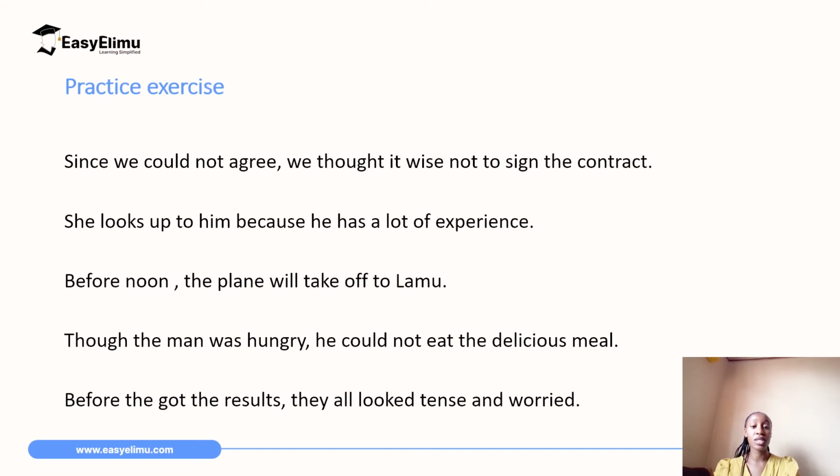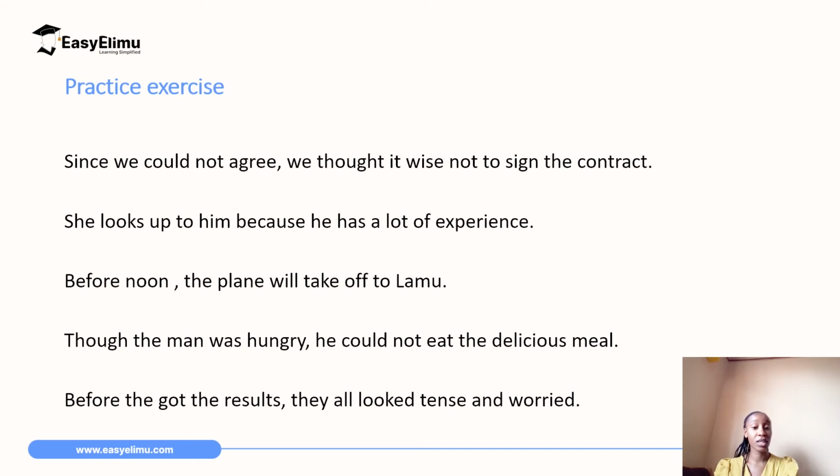She looks up to him because he has a lot of experience. So the first thing to do is to identify the subordinating conjunction because. So because introduces the subordinate clause. So because he has a lot of experience is the subordinate clause. She looks up to him is the independent clause.